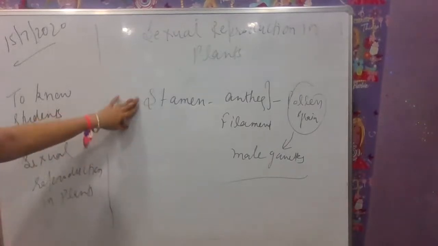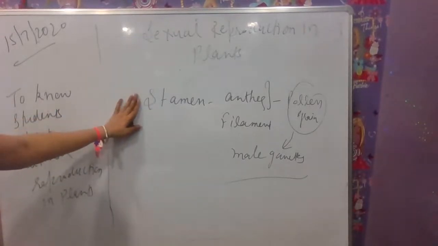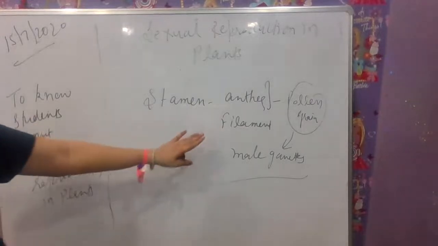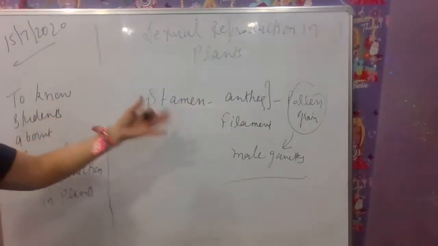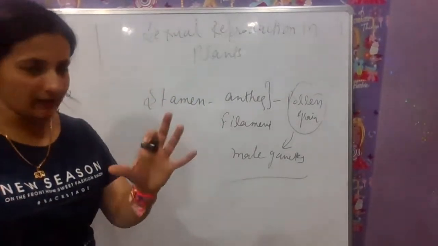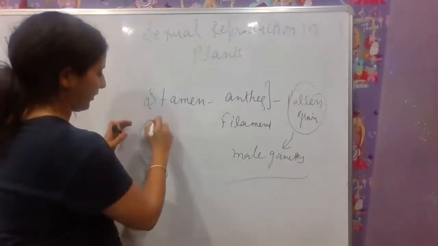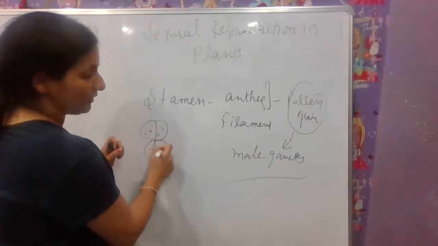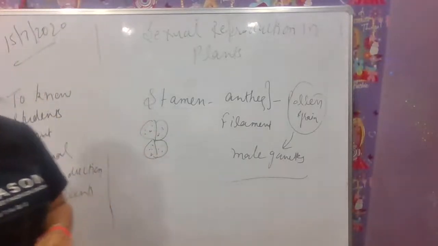Androecium, the stamen, is the male reproductive part of the flower. It is formed of stamens. What is a stamen? It consists of anther and filament. Each anther bears 4 pollen sacs, which consist of pollen grains. Pollen grains are male gametes.